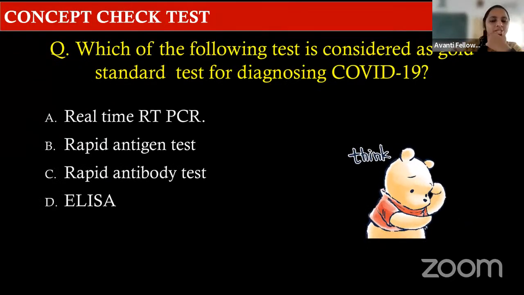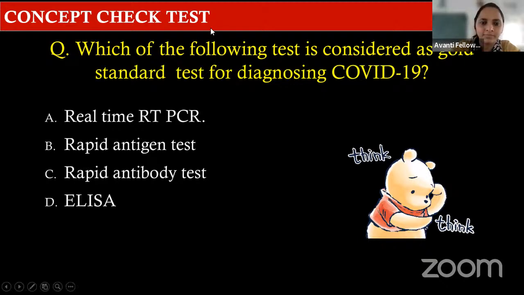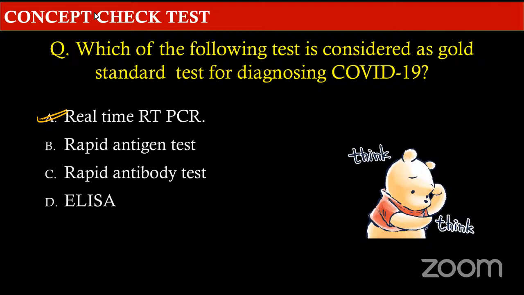Then here is a question for you. Can anyone answer which is the correct answer? Which one of the following tests is considered the gold standard test for the diagnosis of COVID-19? Can anyone tell me the correct answer? That is real-time RT-PCR, right? Yes. So let us go to the next.